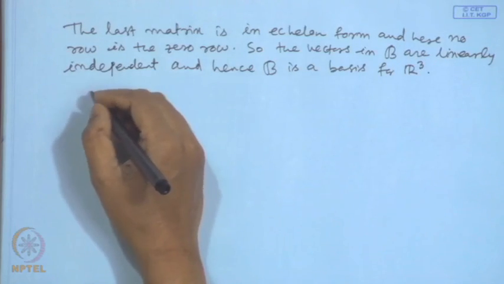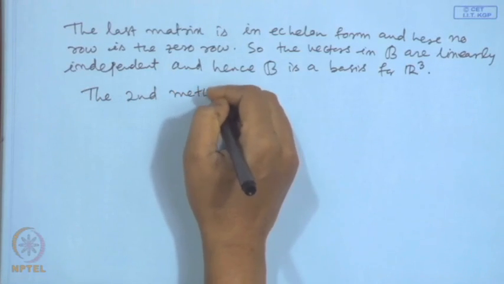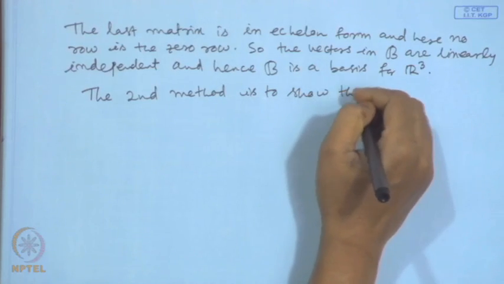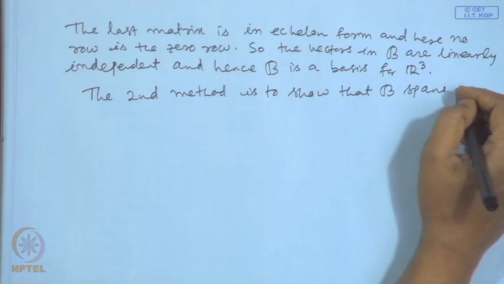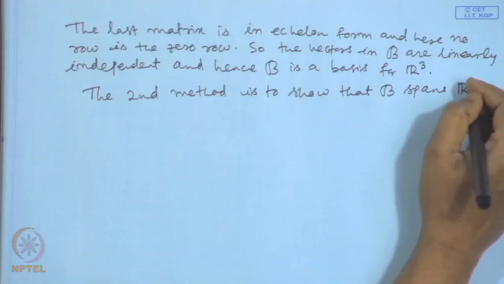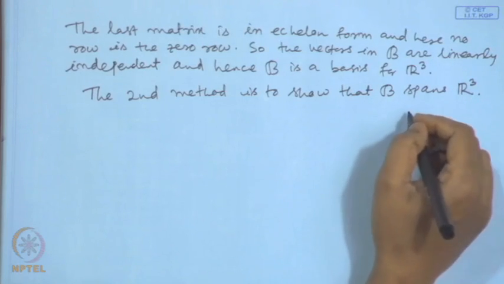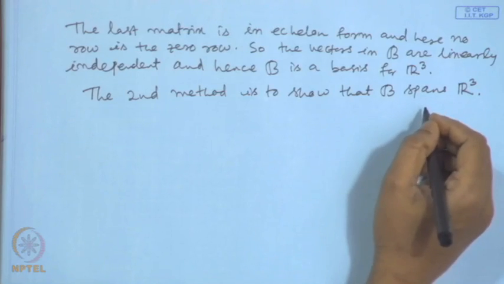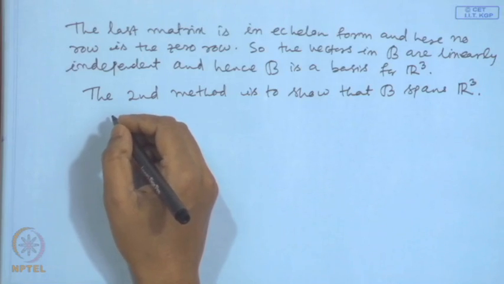So, the second method is to show that B spans R 3. This will work because B consists of 3 vectors and the dimension of R 3 is also 3. So, therefore, if we show that B spans R 3, then B will be a basis for R 3.